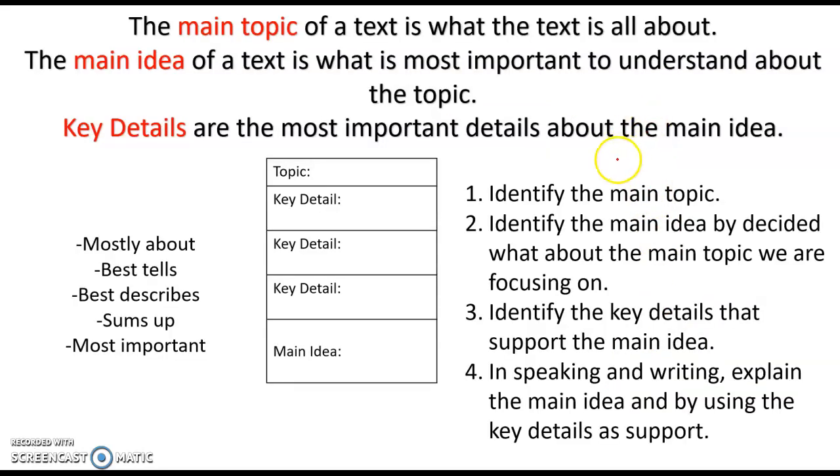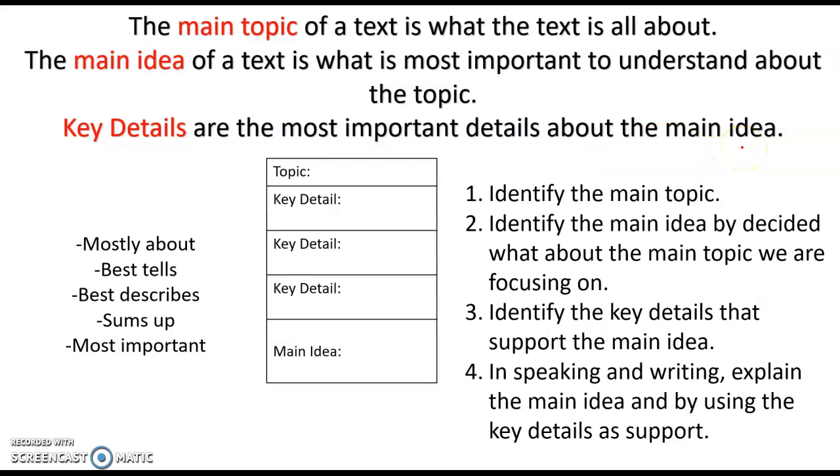So you already know that the main topic of a text is what the text is all about. Maybe it's about the rainforest. The main idea of a text is what is most important to understand about the topic. So maybe the main idea is the animals in the rainforest, or the plants in the rainforest, or the weather in the rainforest. And of course, those key details are the most important details about the main idea.